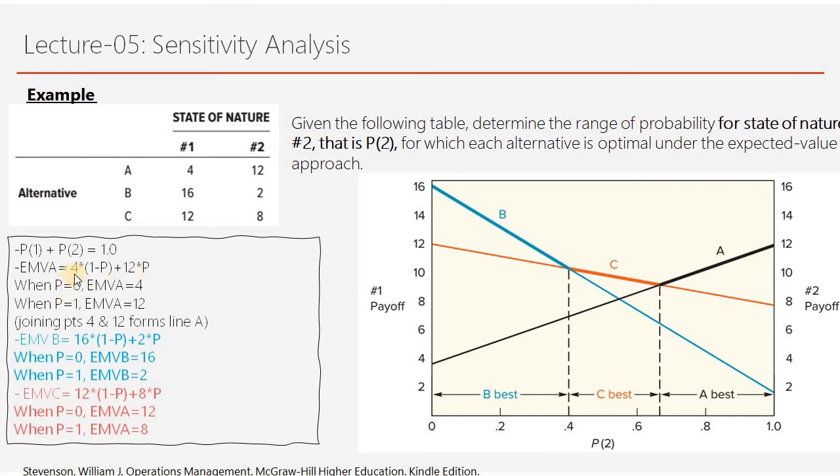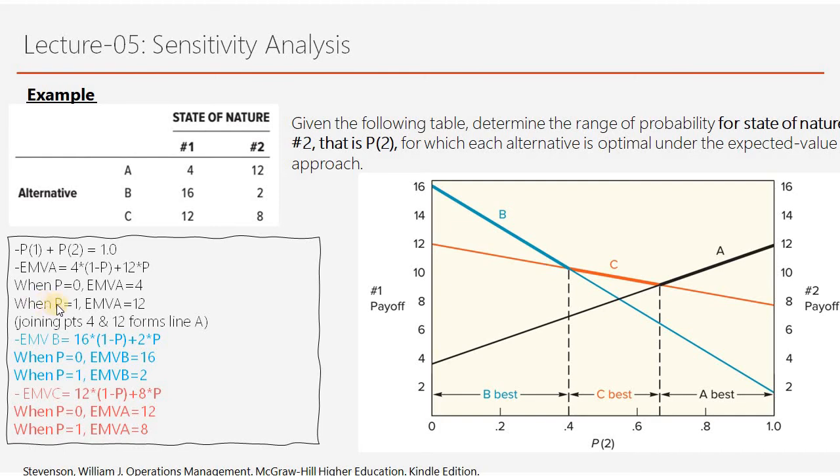So when P equals to 0, the probability is 0. Substituted in this equation, it will be 4 times 1 minus 0, so it will be 4, plus 12 times 0, so it will be 0. So the resultant of the EMV will be 4. Okay? So what happens with respect to our graph? When P equals to 0, I will plot the point 4.